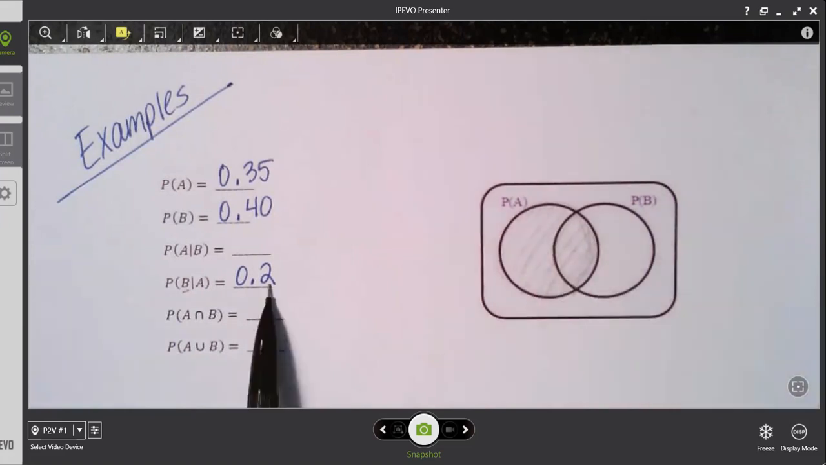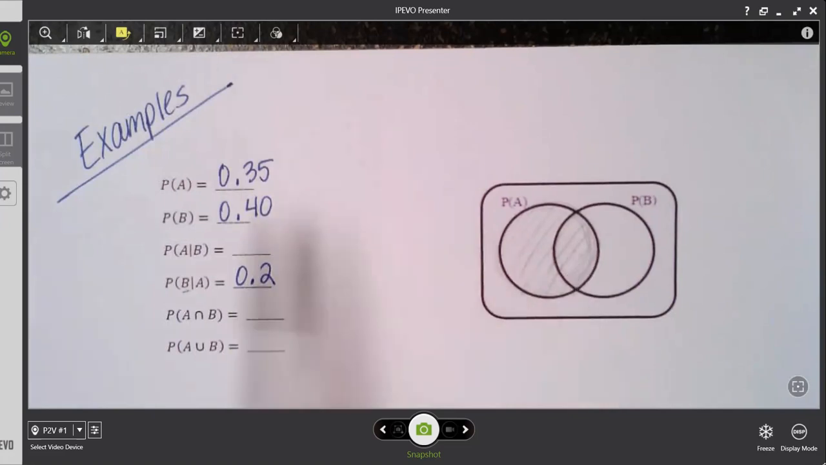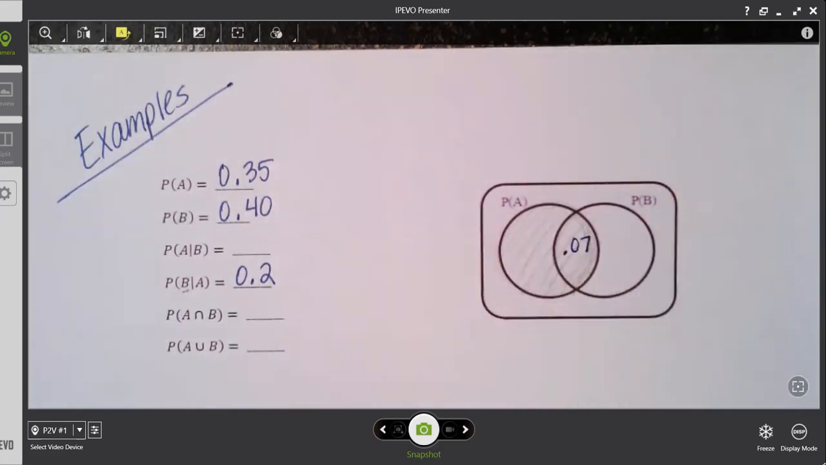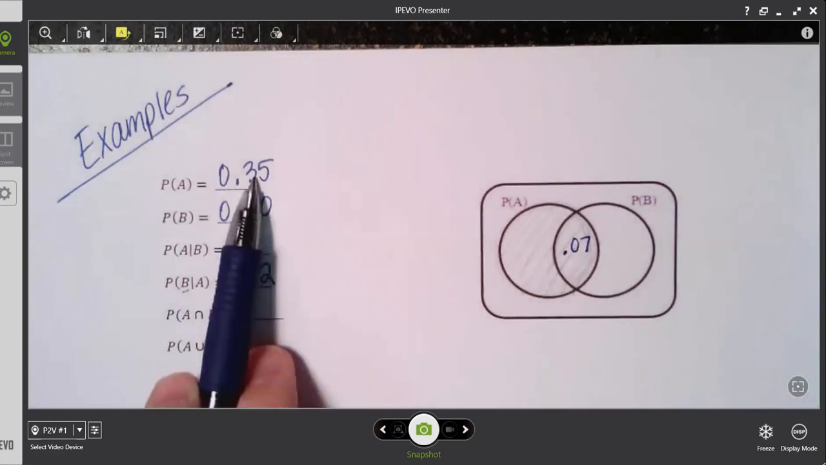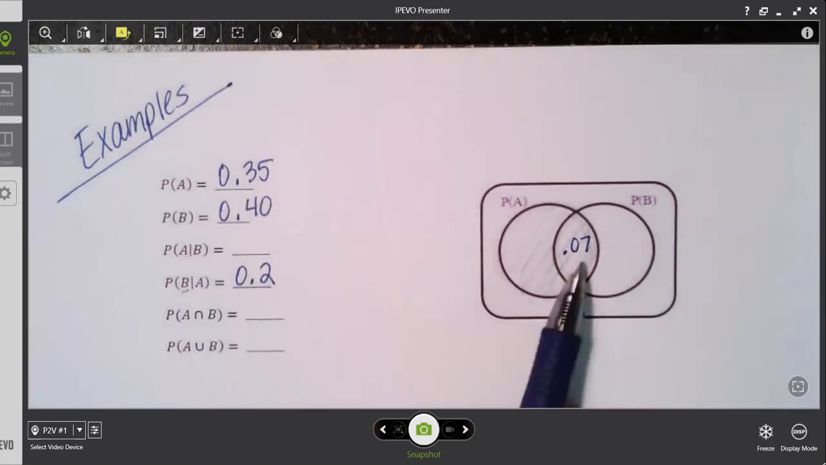0.20 is 20. That's where the 20% is coming from. So 0.20 of the entire circle A is right here. So 20% of circle A, which is the same thing as saying 1/5 of circle A. Well, if circle A is 0.35, 1/5 of 35 is 7. So this is 0.07. The other way I could have gotten that is just multiply. If I want to know what 20% of 0.35 is, that's 0.2 times 0.35. And that'll give me that part right there.